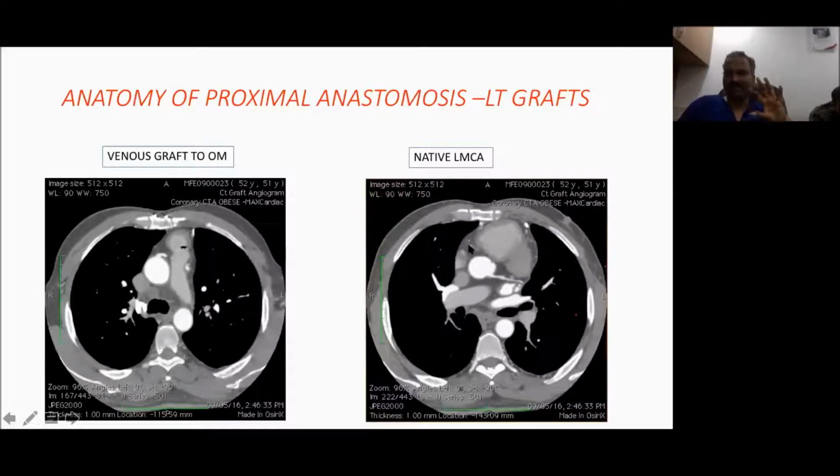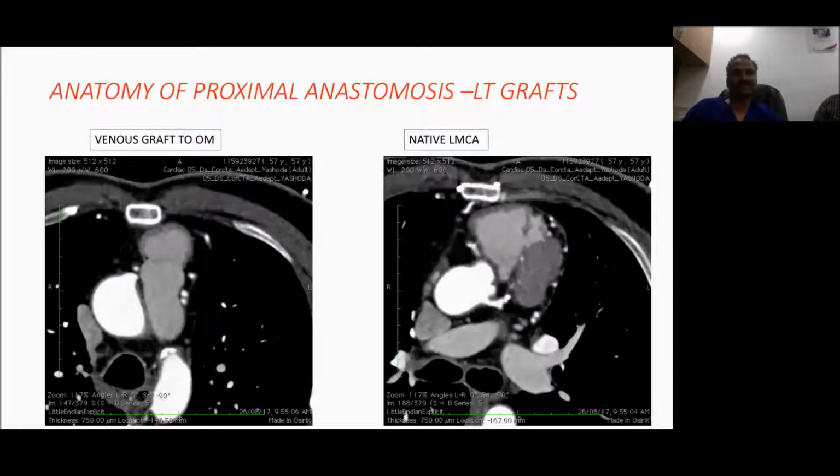So the myth of thinking that left-sided grafts will be placed close to the left system is basically wrong. There is a huge difference in the location of left-sided grafts when compared to the native LMCA. That is the reason the conventional guide catheter, which works for the left system, won't work for our left venous grafts. The JL won't work for left venous grafts because they are located 90 degrees from the left system.